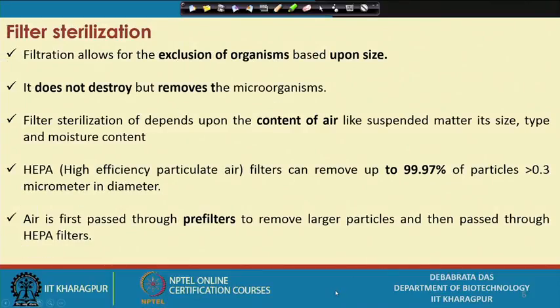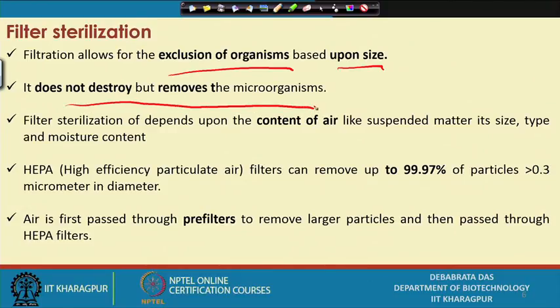Now, filtration: what is the purpose? It separates organisms based upon size, as I just explained; it does not destroy them. When you talk about the removal of organisms by heat, what does heat mean? When you heat the organism, the proteins present inside the cell undergo denaturation, and due to denaturation of the proteins, most of the enzymes will be inactivated, and since the enzymes are inactivated, the properties of the cells will be lost and the organism will be killed.